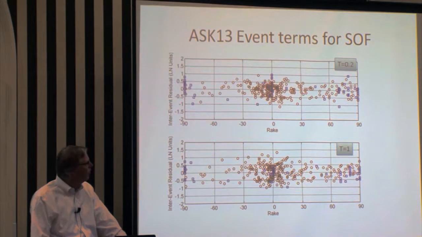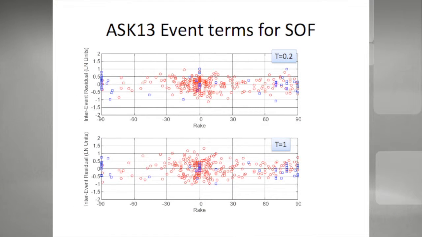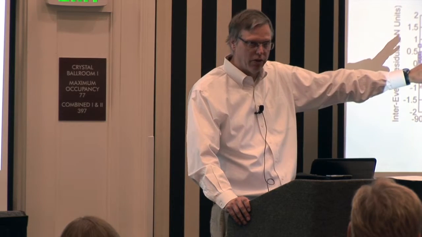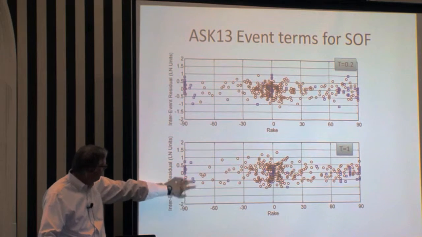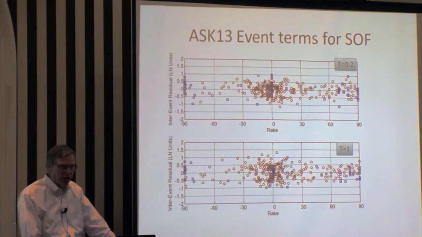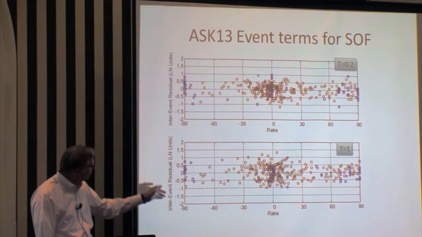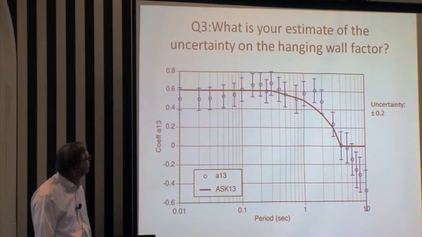If you look at how these event terms behave in terms of the style of faulting factor, at 5 hertz and at 1 hertz, it is shown here versus rake. The normal faulting events are here. Each symbol on this plot is one earthquake. So you can see we have a lot more reverse and strike slip earthquakes than we have normal earthquakes. These are centered near 0, but this lack of having a lot of recordings, or a lot of earthquakes, is part of what gives us a higher uncertainty in that factor. Most of them are blue, which is the non-California earthquakes, and the red is the California ones.